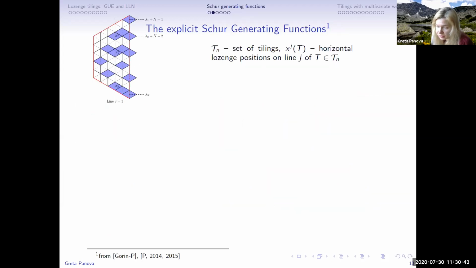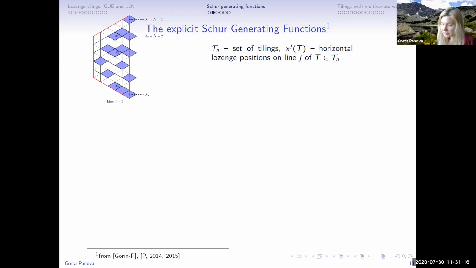Okay, so can we do something with this? Well, when we can actually find this Schur generating function, then maybe we can analyze it, and maybe we can say something about the probability of seeing the lozenge tiling in whatever configuration we are interested in there.